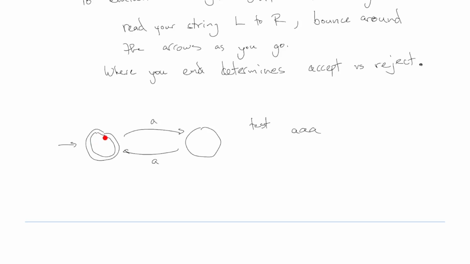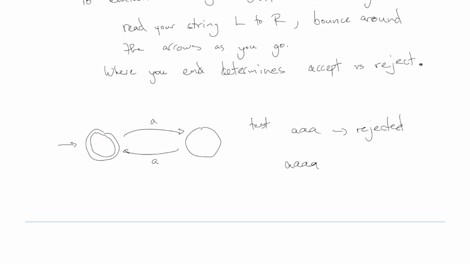You start over here, you go A, and you end up over here. That is the rejecting state, and so this is rejected. All right, what about A? I go A, and now it's accepted.